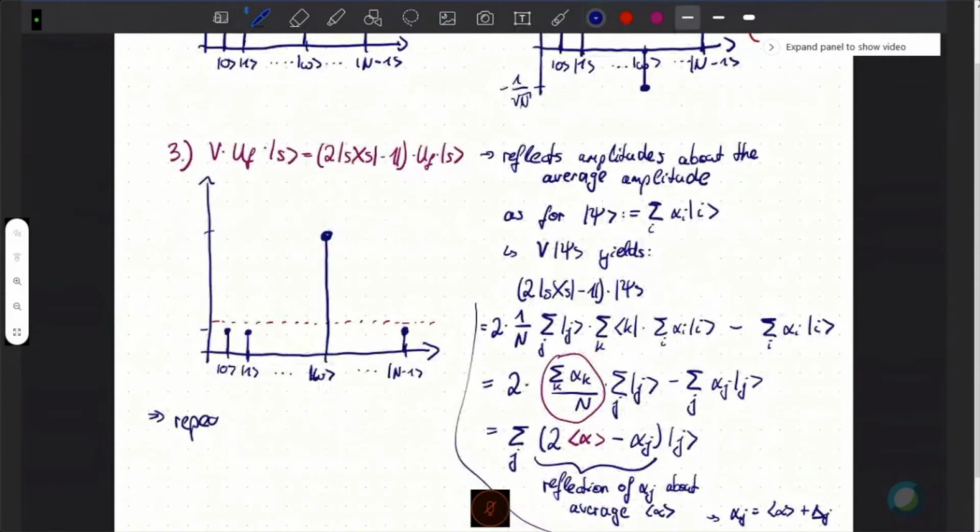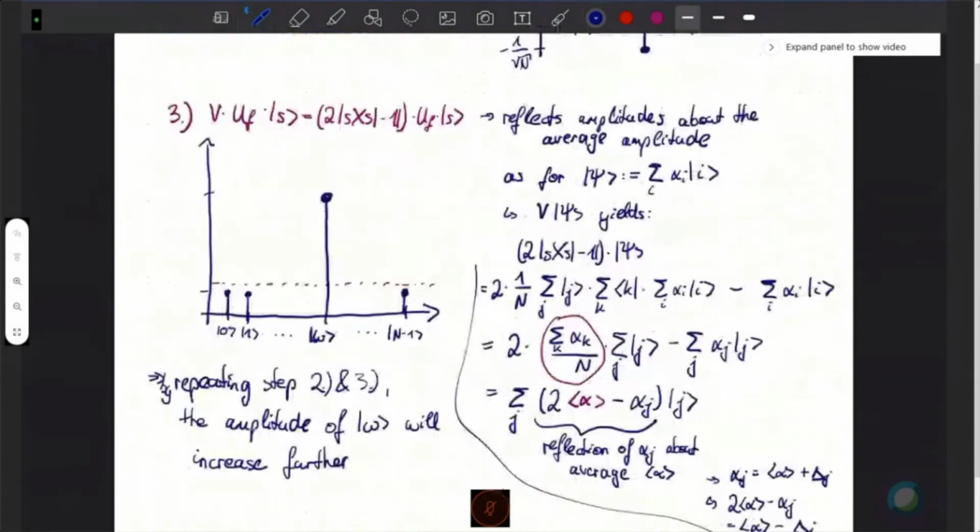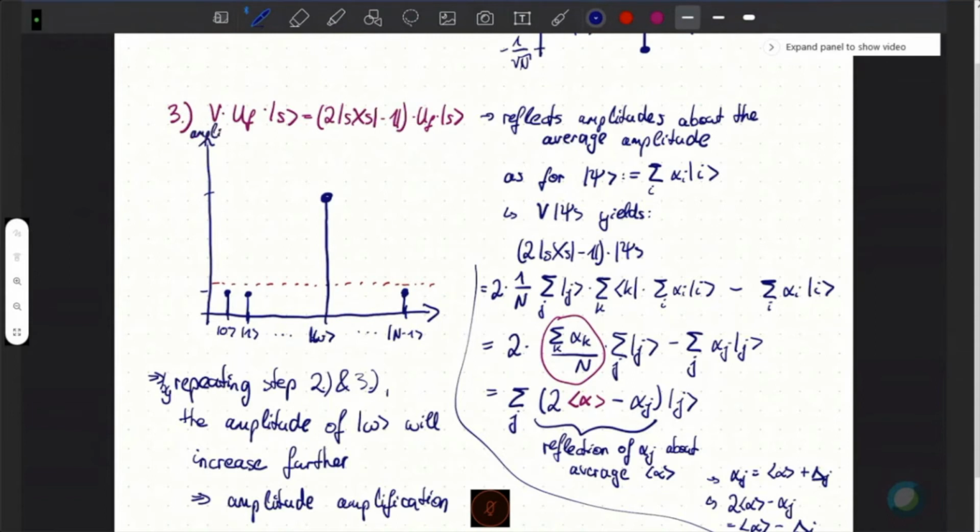And then what we do in Grover's algorithm is we repeat steps 2 and 3. And so by repeating steps 2 and 3, the amplitude of W will increase even further, which is why we call that principle amplitude amplification. Because the amplitude of this element that we're looking for gets amplified by a lot. And then of course, we learned that the probability to measure a state is given by the absolute value of its amplitude squared. So if we have a high amplitude, that means that we also have a very high probability to measure that state, while all other states will have a lower and lower probability to be measured.